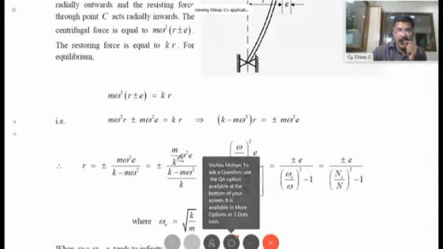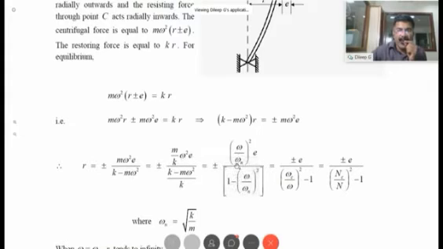So this can be written as omega square E divided by omega n square, or omega by omega n the whole square, divided by 1 minus, again m by K becomes 1 by omega n square, so omega divided by omega n the whole square. Ultimately, if you divide the numerator and denominator by this term, what you get is plus or minus E divided by omega by omega n the whole square minus 1, or we can write it as omega n divided by omega the whole square minus 1.